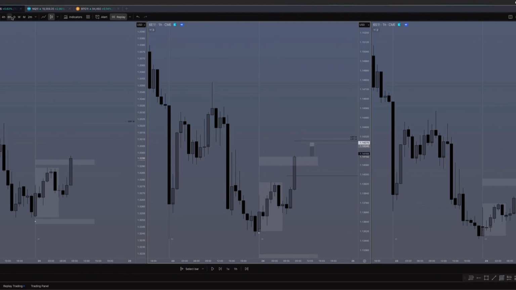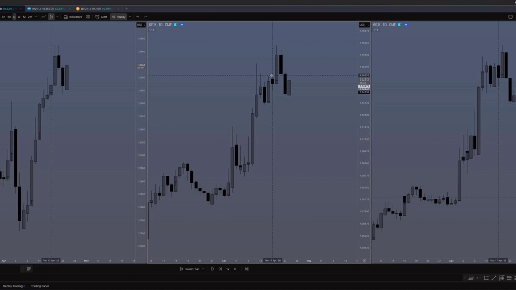So firstly, let's just go to the daily profile. We're bearish for me. This was Tuesday's bar. This is a change of state of delivery. We've clearly closed below that on all assets.